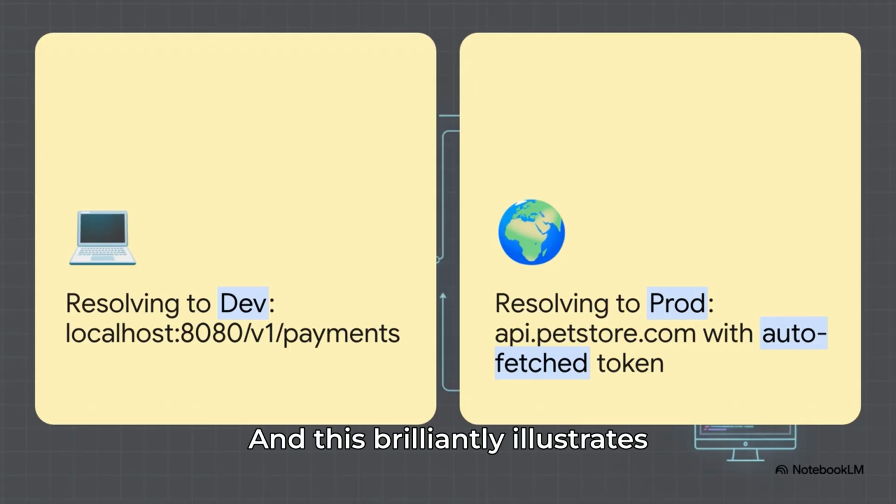And this brilliantly illustrates the power of what we've built today. Without altering a single line of code, your base URL variable instantly shifted from localhost to api.petstore.com. On top of that, because you switched environments, your collection-level pre-request script immediately noticed you didn't have a valid production token. It silently executed pm.sendRequest right there in the background, fetched a secure prod token, and injected it into the header. All of that happened in the split second after you clicked send. It's just perfect harmony between environments and scripting.